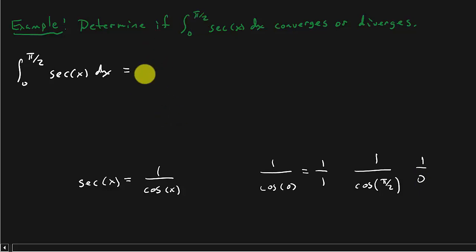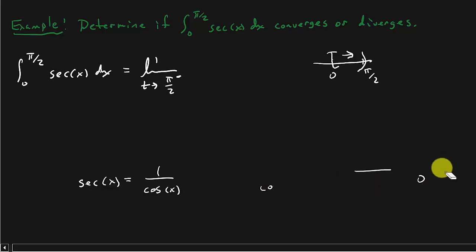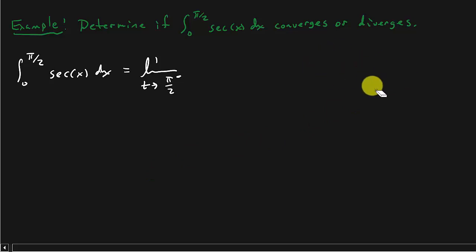And I forgot to write the limit. That's the limit as t goes to pi over 2 from what side? Well, we are 0 to pi over 2. It's discontinuous there. We're coming in from the left-hand side. You may have to just go off to the side and jot this down. And so that's going to be the integral 0 to t of secant x dx.